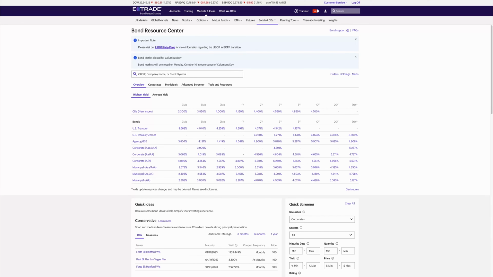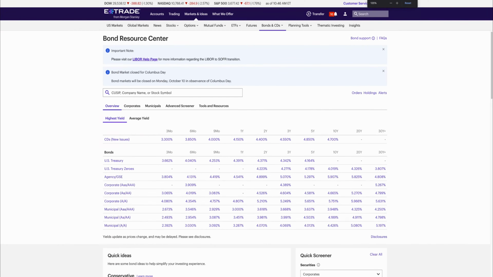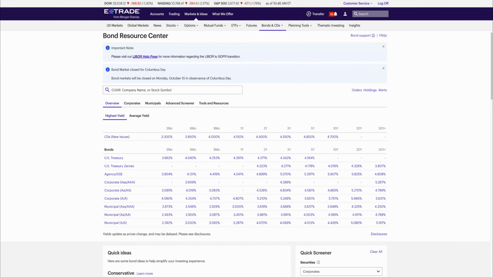eTrade provides a catalog of bonds and CDs with their rates. Let me zoom in so you can see better. There's US Treasury, corporate and municipal bonds. Given the market condition, many consider them a safe haven.